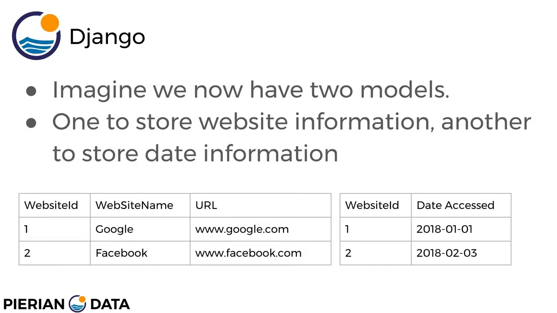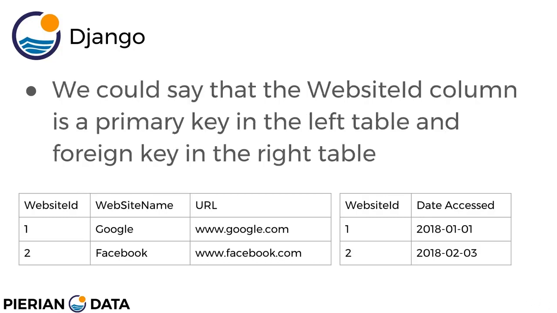One to store website information, and another to store date information. So here on the left, we have the website ID, the website name, and the URL. On the right, we have the corresponding website ID, and then date accessed. So we could say that the website ID column is a primary key in the left table, and a foreign key in the right table.